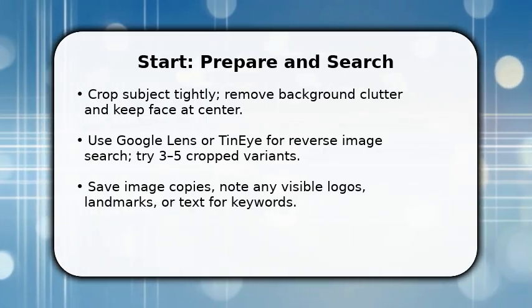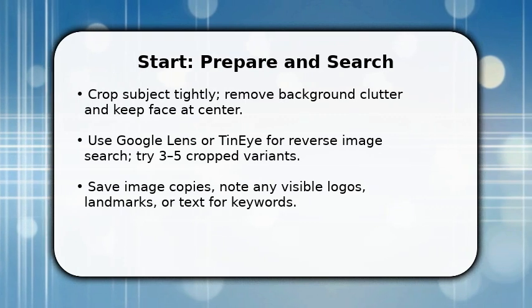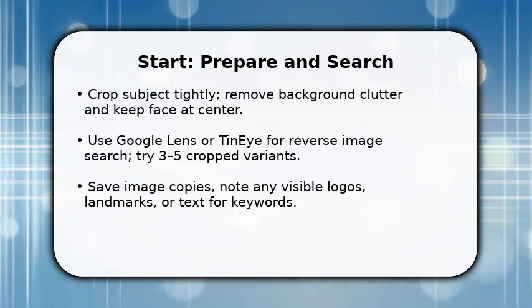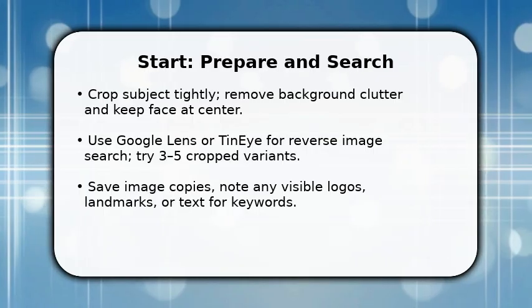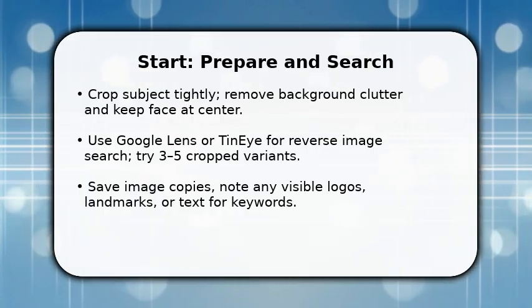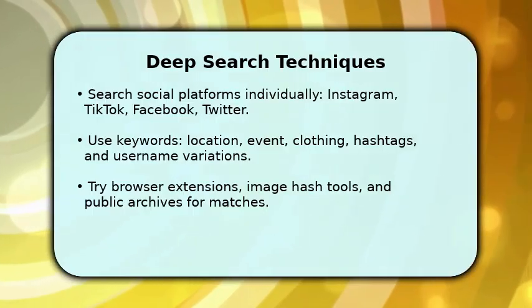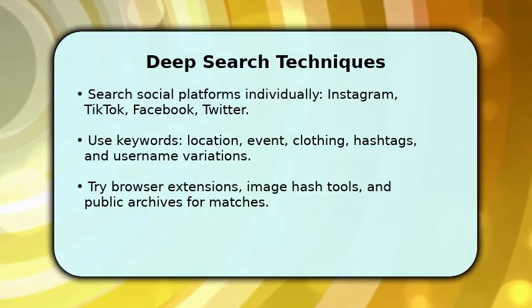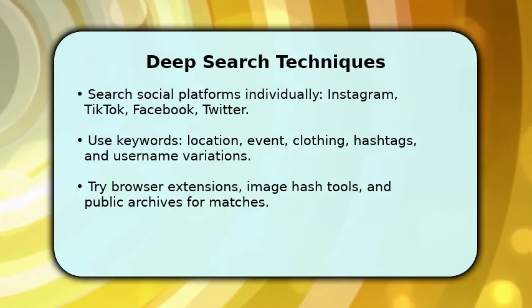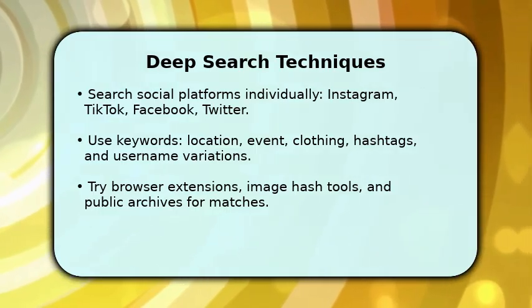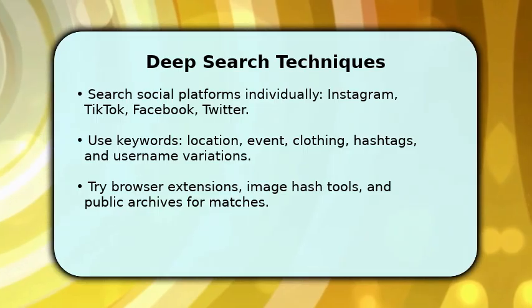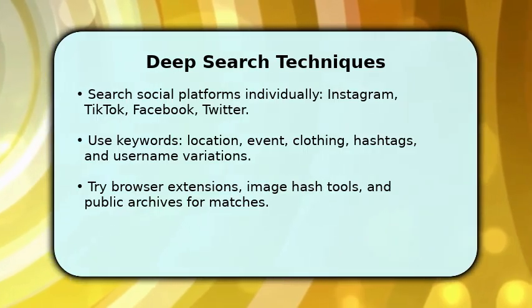You're already searching. Now collect evidence and keywords to refine results efficiently. You move into deeper techniques by searching each social platform directly. Instagram's own search, TikTok, Facebook, and Twitter often surface different reposts. Once you have keywords from the photo, combine them with location and event terms, and test hashtag and username permutations.